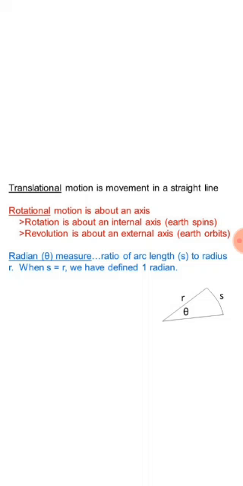In the next point, the ratio of the length s to the radius r: when s is equal to r, we define 1 radian. Look at the figure. The most important key point is that rotational motion is about an axis; rotation is about an internal axis, as the earth spins, and revolution is about an external axis, as the earth orbits.